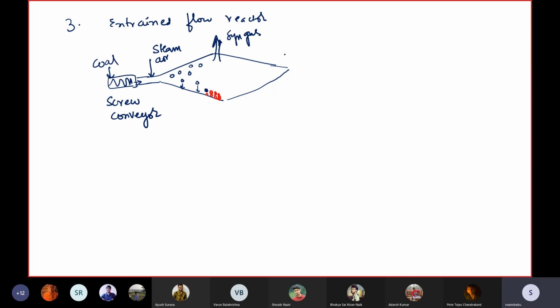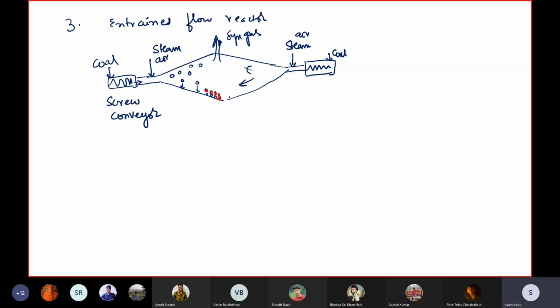So one side they do this one. Similarly, the other side also we have the screw conveyor. This is the screw conveyor, and the coal particles are fed with the help of the screw conveyor. And again, they will introduce steam and air from this side. Steam and air introduced. So this way, the same phenomena takes place.